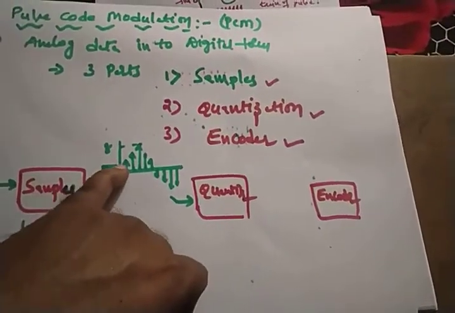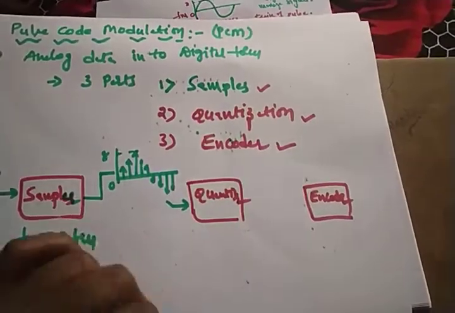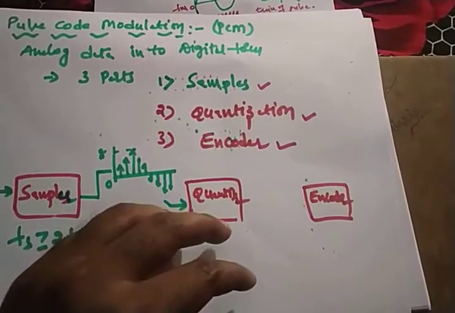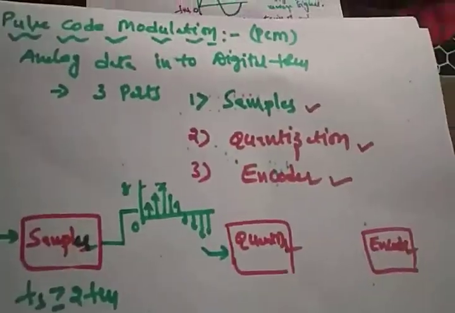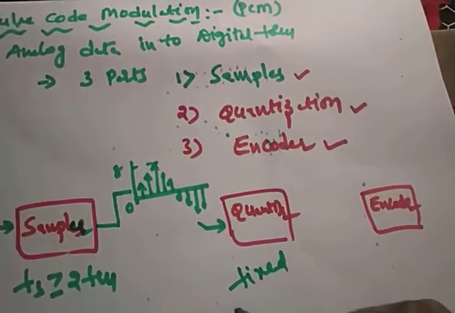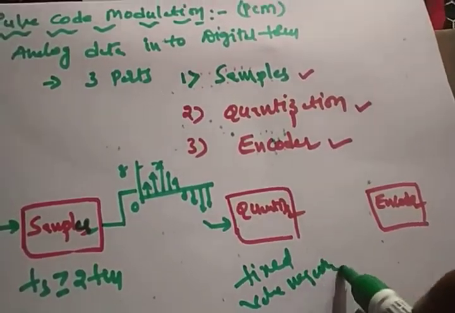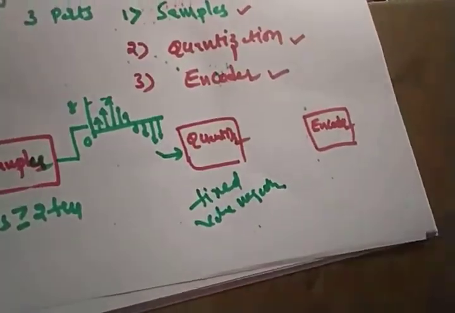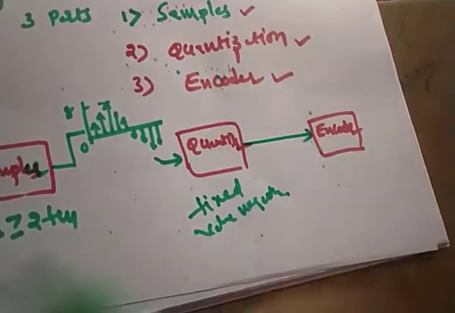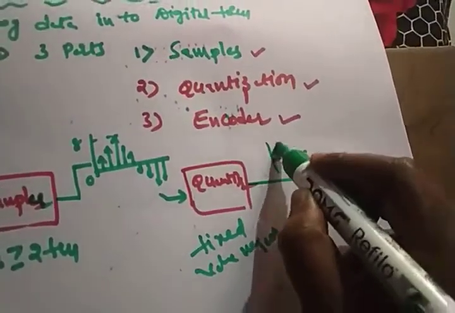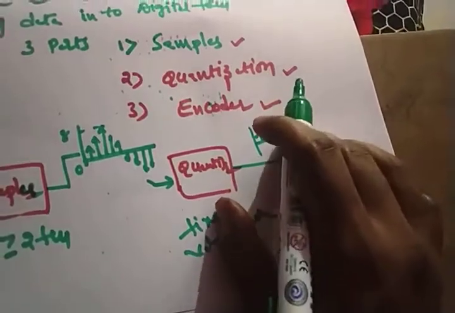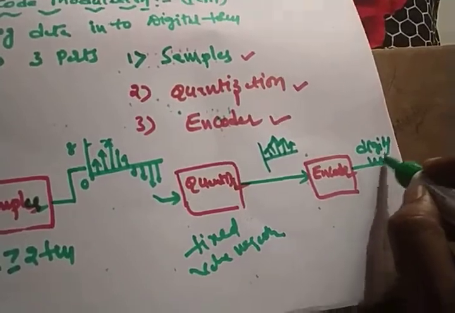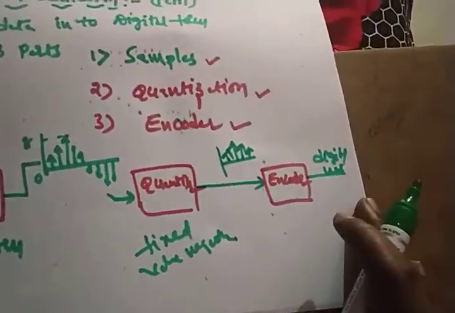For suppose if it is 1.3, it will make it a fixed value. If it is 2.6, it will make it a fixed value, right? Quantizer will make a fixed value of magnitude, which has quantization levels, we'll discuss that. After that, the signal goes to the encoder, which is nothing but fixed pulses. The encoder will convert it to digital nature. How the encoder converts, we'll see.